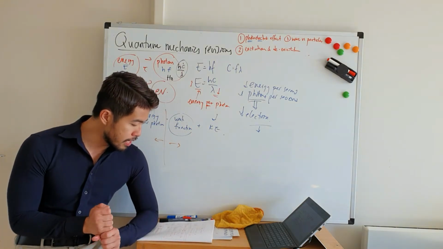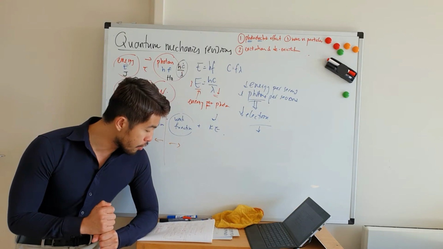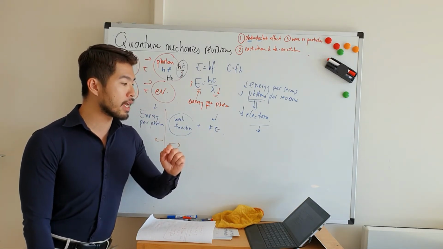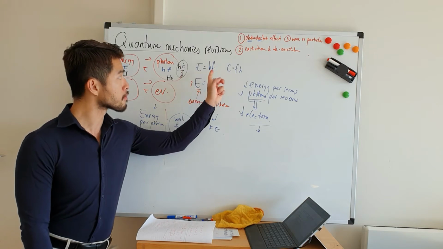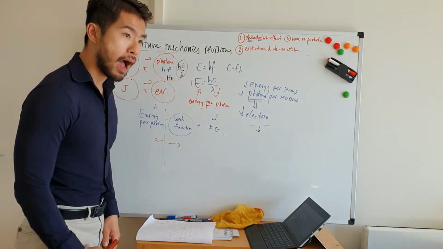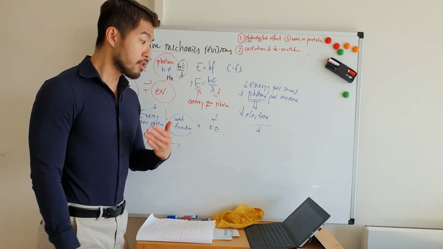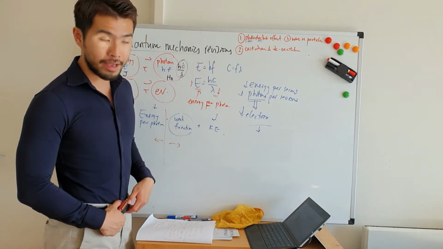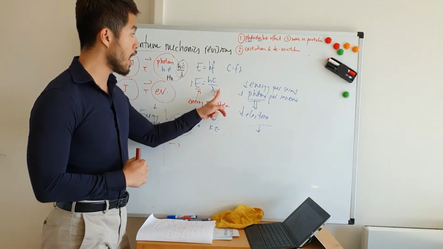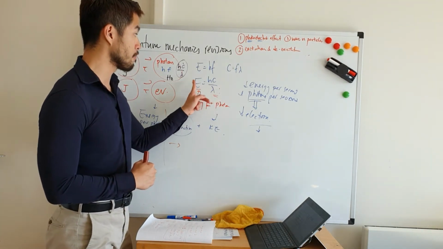B, E equals hf and E equals hc over lambda. B says that the wavelength of the red light is too short. Actually, a shorter wavelength gives higher energy, so this is incorrect. The wavelength of red light is too high. Higher wavelength means lower energy.